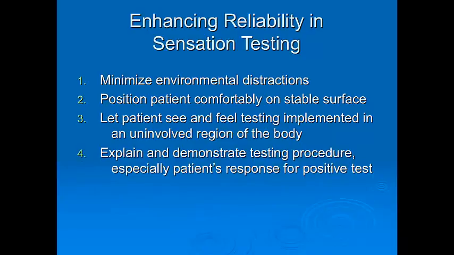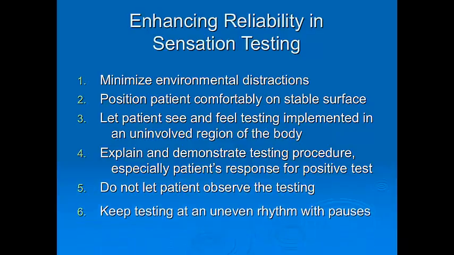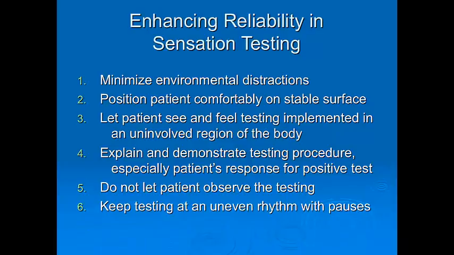Each time I touch you, I want you to say yes, and demonstrate touching them several times. Yes, yes, yes, so that they give you an appropriate response. Don't let them see the testing, and don't test with a normal rhythm. Interrupt your rhythm, put in pauses, and do some comparison with the uninvolved side.